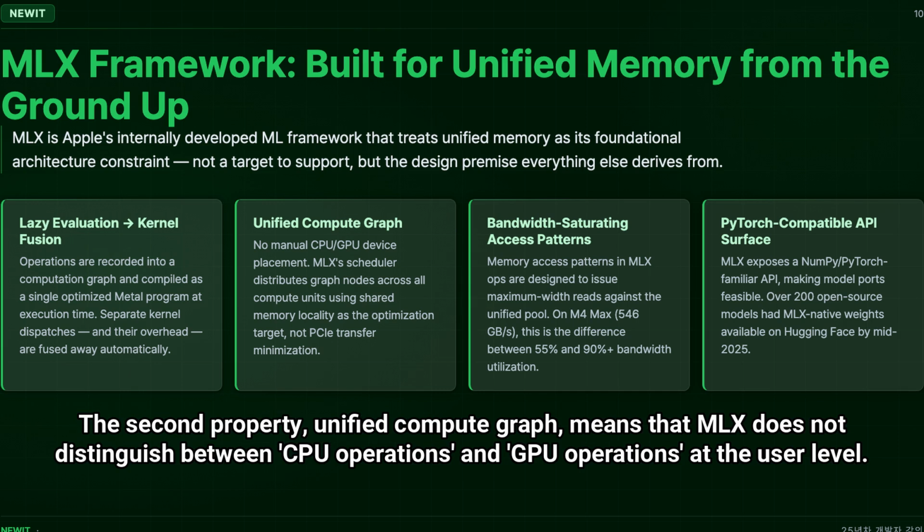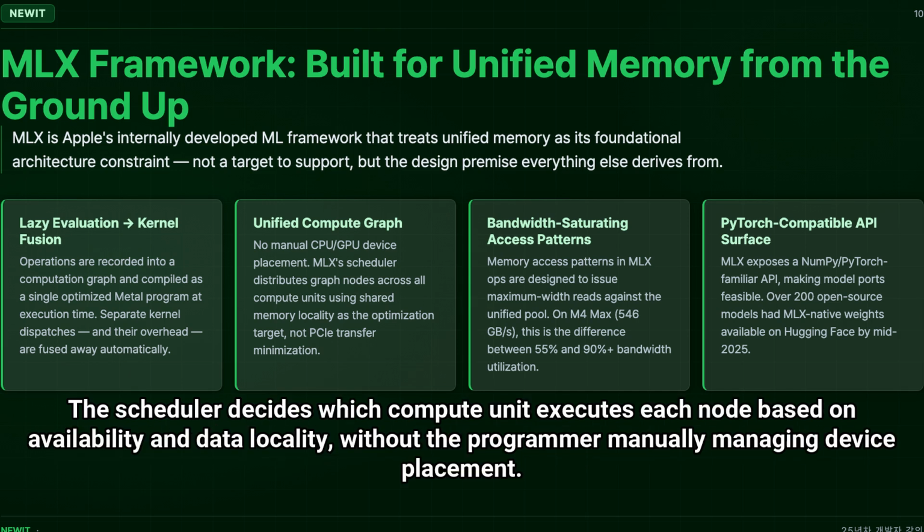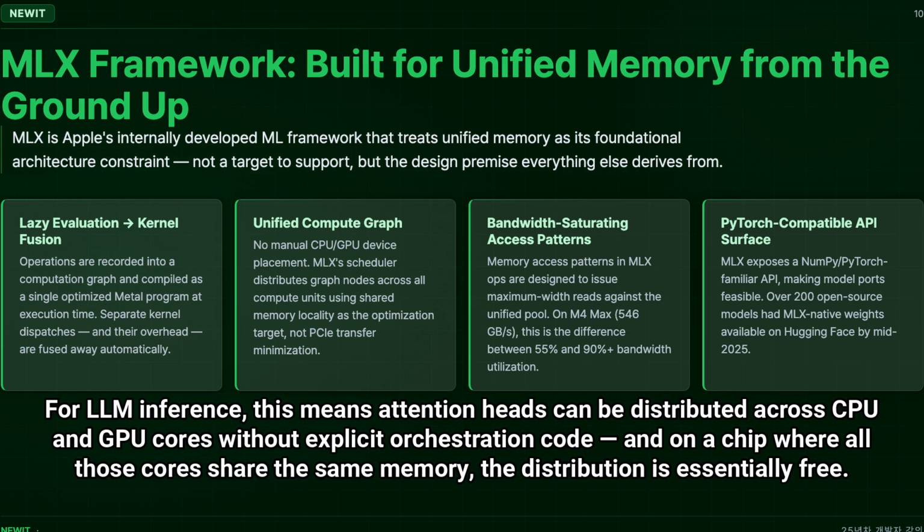The second property, unified compute graph, means that MLX does not distinguish between CPU operations and GPU operations at the user level. The scheduler decides which compute unit executes each node based on availability and data locality, without the programmer manually managing device placement. For LLM inference, this means attention heads can be distributed across CPU and GPU cores without explicit orchestration code, and on a chip where all those cores share the same memory, the distribution is essentially free.